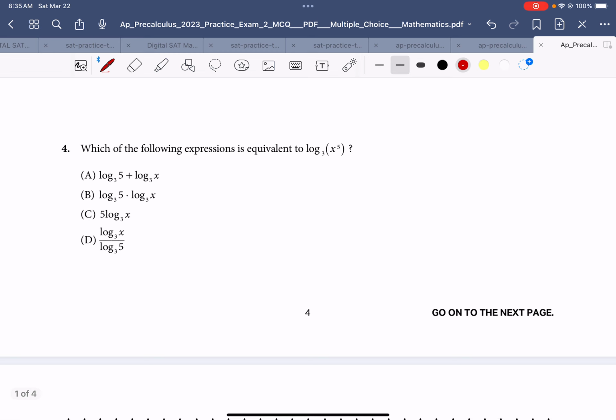Number 4, which of the following expressions is equivalent to log base 3 of x to the 5th power? Okay, log 3 of x to the 5th. One of the properties for logarithm, this exponent you can take in the front. Then 5 log base 3 of x. Okay, then it should be C.